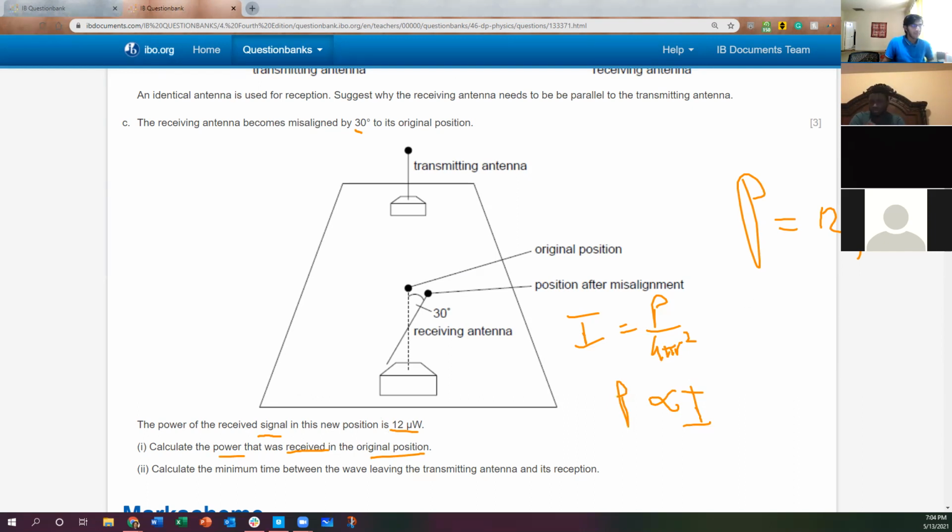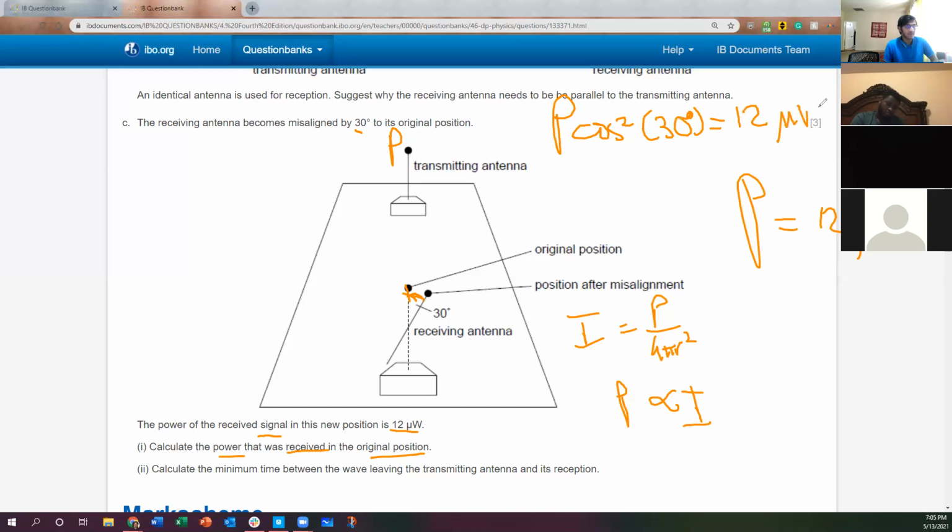So if we have 12 microwatts here, we know that's the power in the new position, and we want the power that was received in the original position. Initially, what would we have? Initially, we would have P, right? If this is emitting P, and it's parallel, by Malus's law we would also get P. However, as soon as we rotate it 30 degrees, now the power is P cos squared 30 degrees, and that's equal to the 12 microwatts that they're giving us, right?